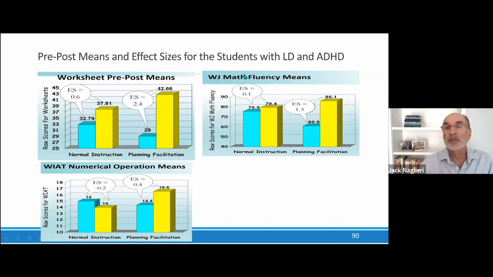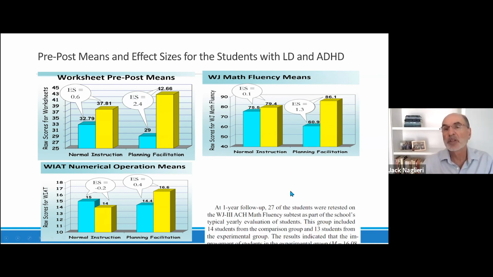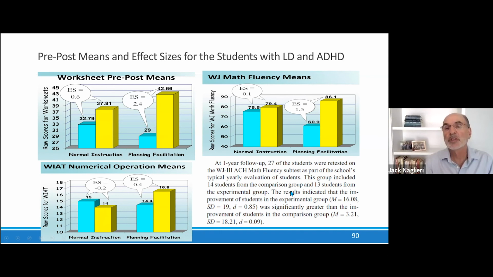Then we did math fluency, same thing. The experimental group got better. And then a year later, in this school, the students are assessed academically every year. So we went back a year later and we pulled the achievement scores, and the experimental group was still significantly better than the control group. A year later, and we were never in that school.